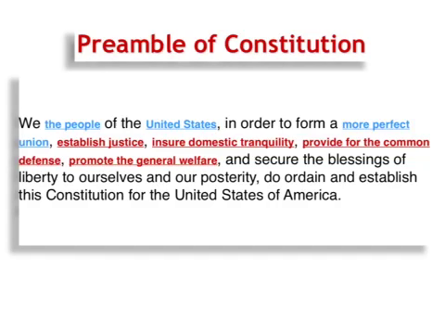If you take a look at the text of the preamble, which I have up here, you'll notice the words in blue: the people of the United States, in order to form a more perfect union. And then you'll see some of the reasons why they created this government in red: establish justice, insure domestic tranquility, provide for the common defense, promote the general welfare, just as a few, outlining some of the basic fundamental purposes and jobs of our government.